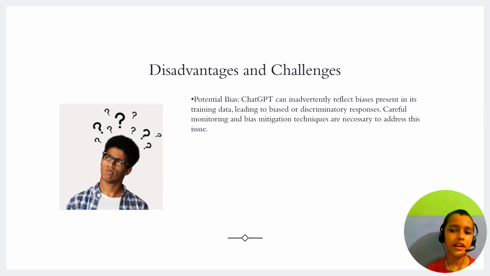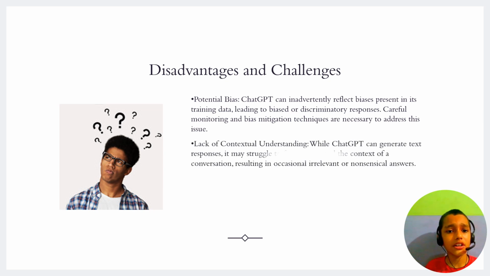It's not like it's racist. Then there is lack of context and understanding. ChatGPT is really good at generating text, but it might not always understand the full context of conversations. This can lead to answers that don't make sense or aren't relevant. While it tries its best, sometimes it struggles to understand what we mean, so sometimes it doesn't understand our questions.